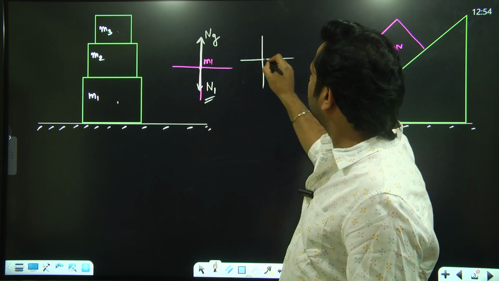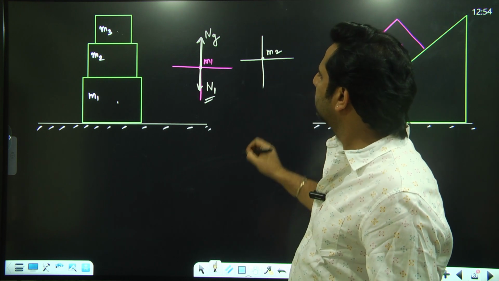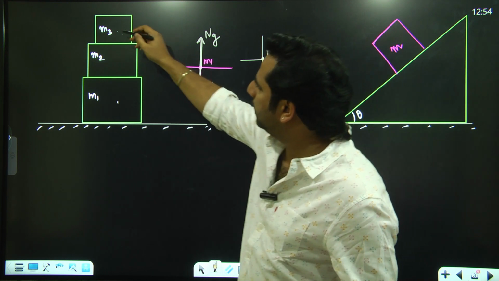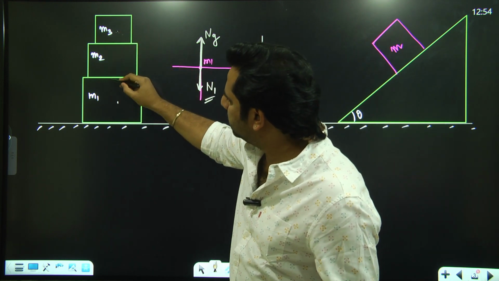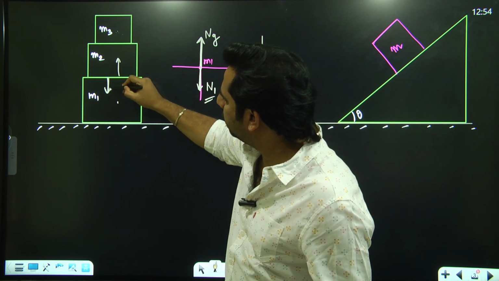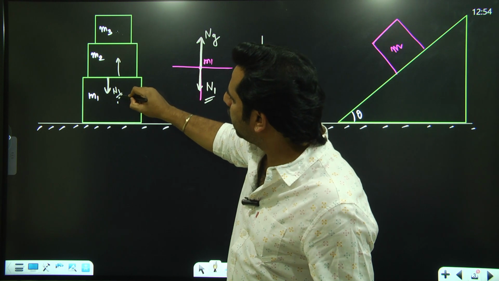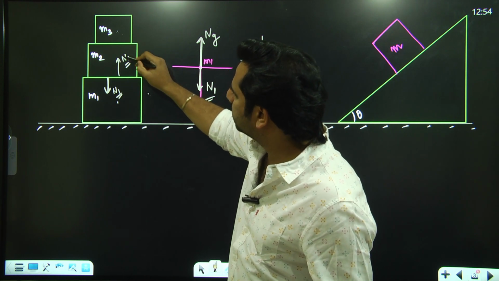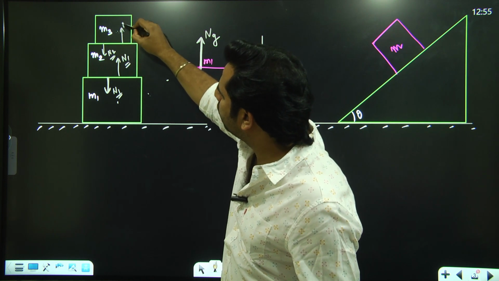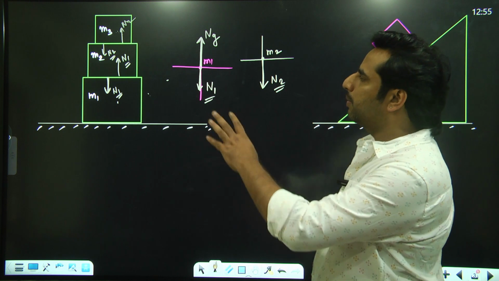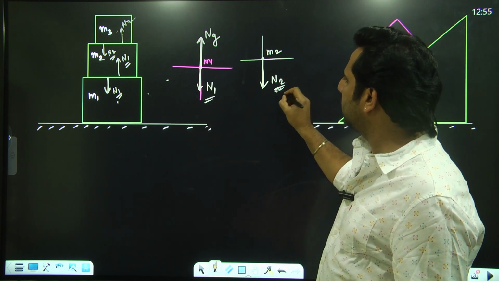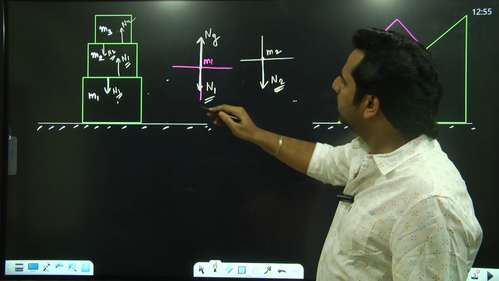Now if you draw the free body diagram of M2, there is normal force applied, say N2, by the block M3, pushing down. So basically M1 is pushing M2 up, so M2 is pushing M1 down. If I call this N1, this is normal action, this is normal reaction. M3 is pushing M2 down, normal action N2, and I have normal reaction N2. Equal and opposite forces. So on M2, what are the normal forces acting? There is N2 down, applied by M3. There is N1 up, applied by M1.